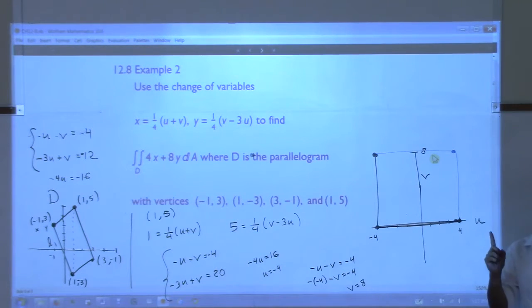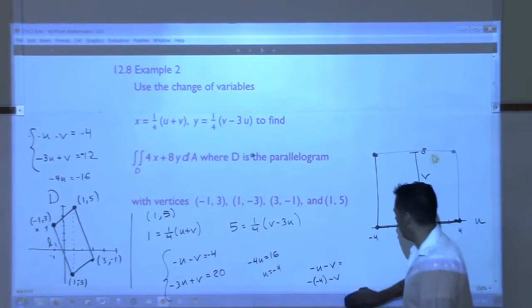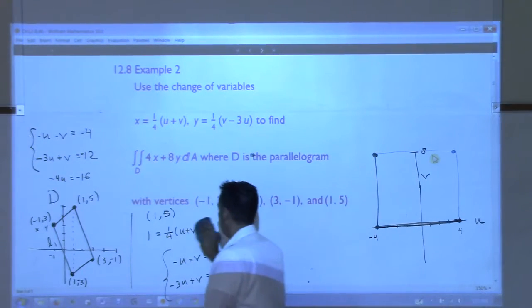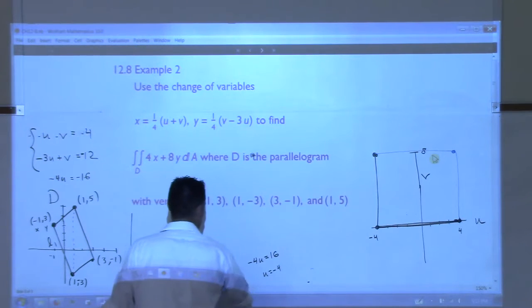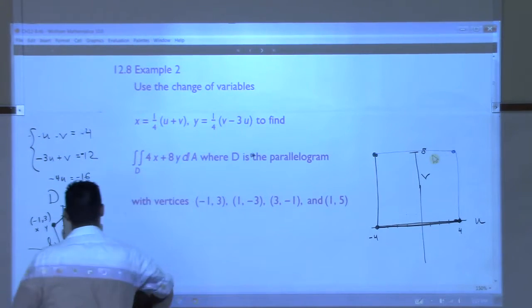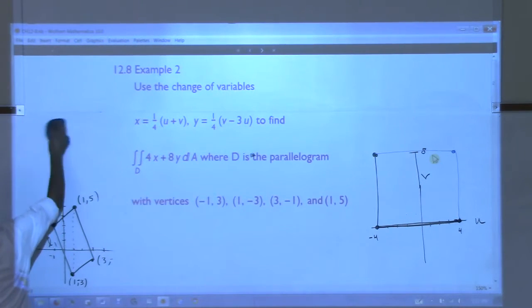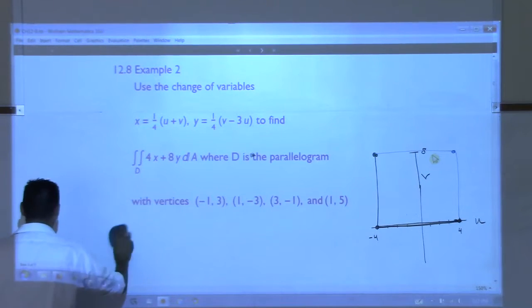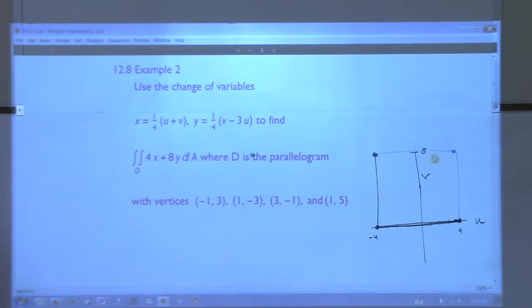But there's one catch. We still need to do something. We still need to do the Jacobian determinant, right? So can we do the Jacobian on this? What would the Jacobian determinant be? I know, I'm not selling you on this, am I? You're like, I would have already done it the other way by now, right?